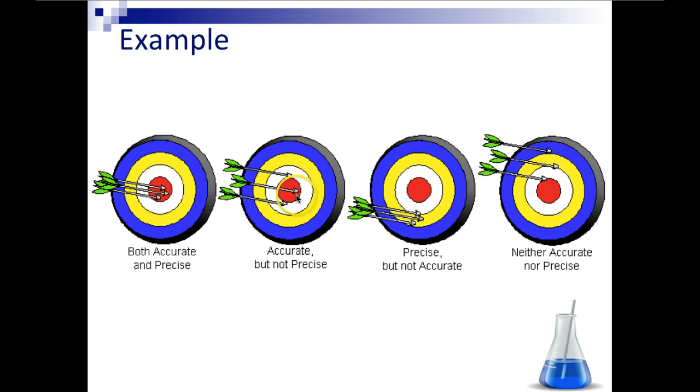These are accurate because they're close to the right answer, but they're not precise because they're not really close together. These arrows are precise because they're close together, but they're not accurate because they didn't hit the target. These arrows are neither precise nor accurate because they were not close together, so they're not precise, and they weren't close to the right answer, so they're not accurate.